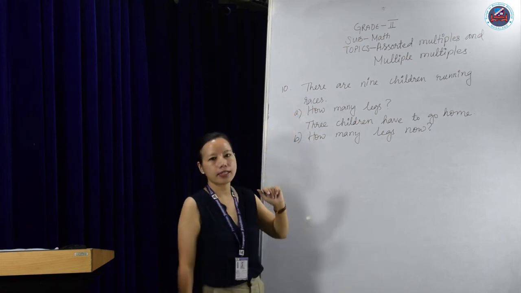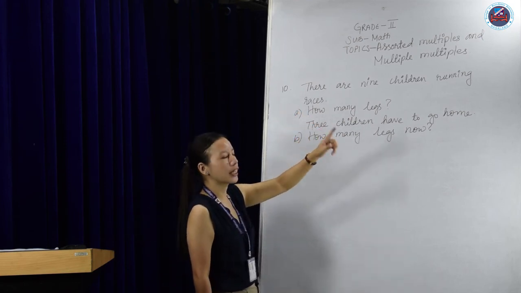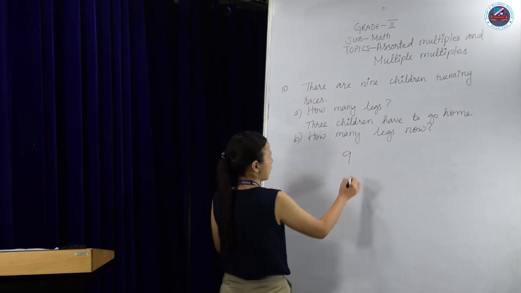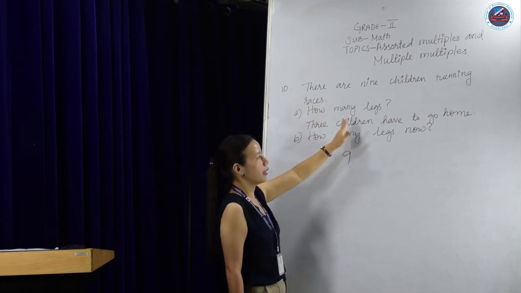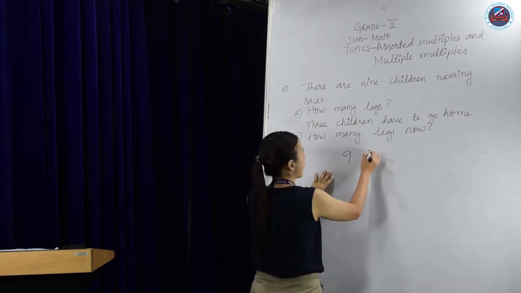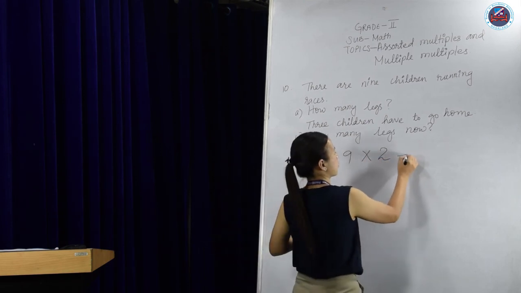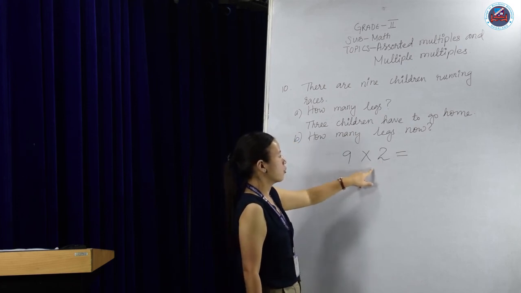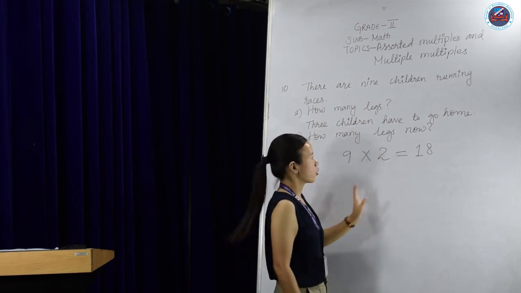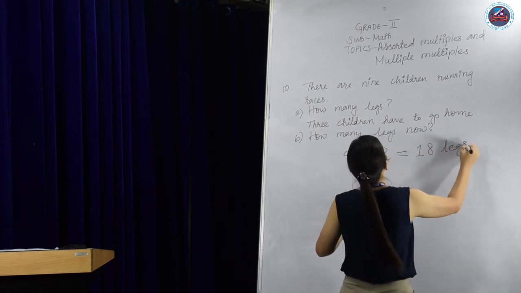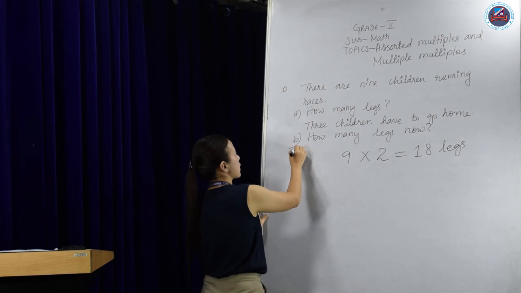That is from your exercise, question number 10. This question says there are 9 children running a race. The first question asks how many legs. Each child has 2 legs, so we multiply by 2. 2 times 9 is 18, and 9 times 2 is also 18. So 9 children have 18 legs.